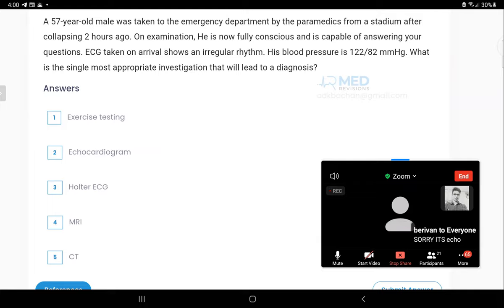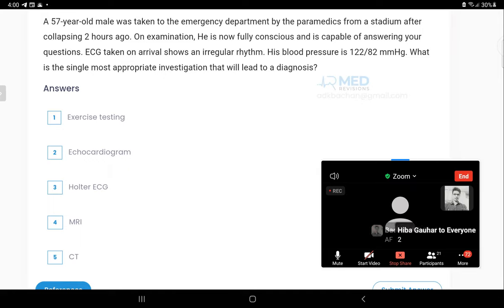So this is a person and they're saying, what's the diagnosis? So his blood pressure is 120/88. On arrival, it shows irregular rhythm. ECG has been done, right? Irregular rhythm. Which conditions have irregular rhythm on ECG? Atrial fibrillation. Okay, what else? Okay, atrial flutter, atrial fibrillation.